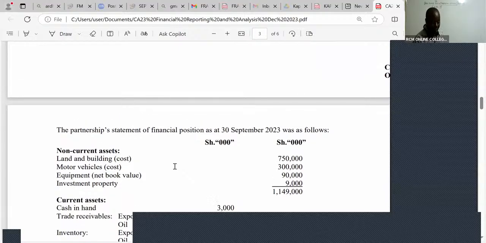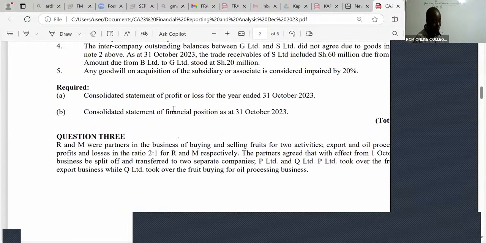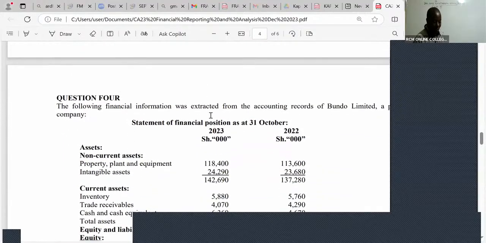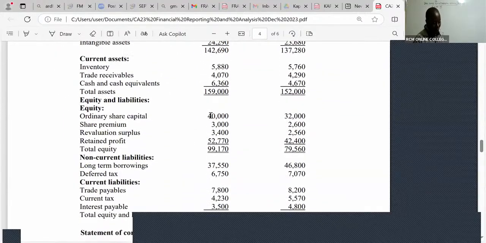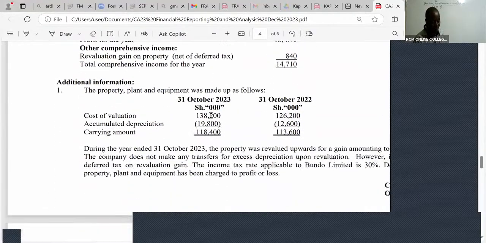You can see that in this sitting, they gave us a group statement of profit or loss and a group statement of financial position, very, very important. And in the same sitting, they also tested us on the concept of cash flow. They never miss.